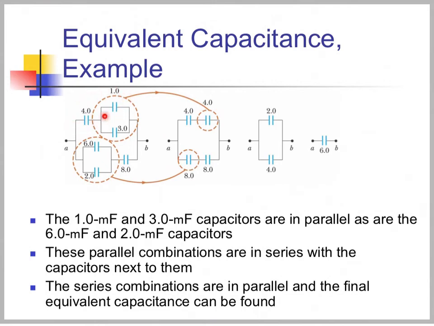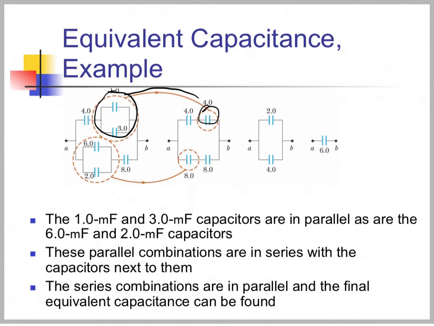Now, these two capacitors here are not in series, because it's not one after another, because I have this other branch down here. So I can't add this one and this one in series until I do something with these. But I can take these two and say these are in parallel. So I have a 1 microfarad and a 3 microfarad, and I add those. They just add up. And I replace this here with that capacitor.